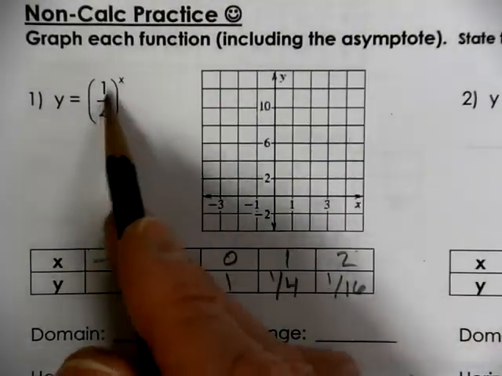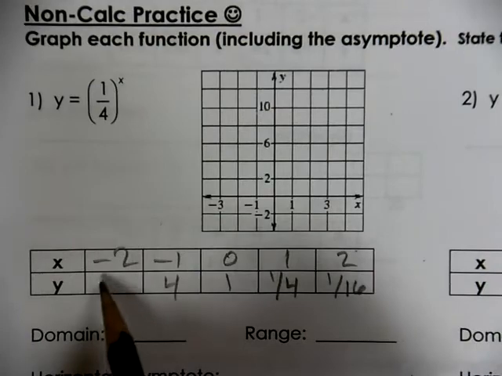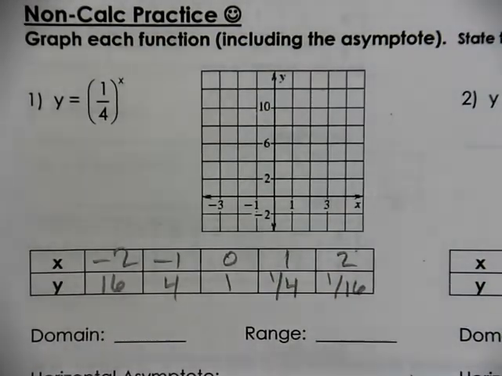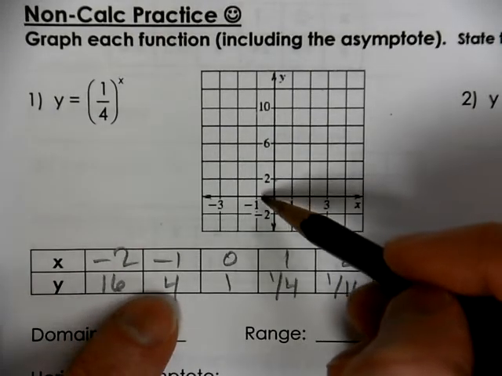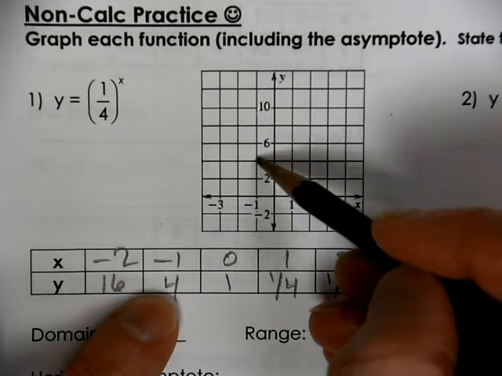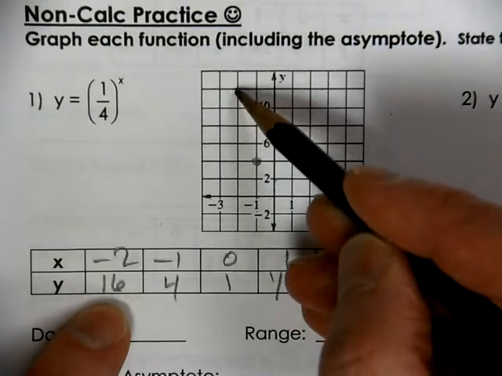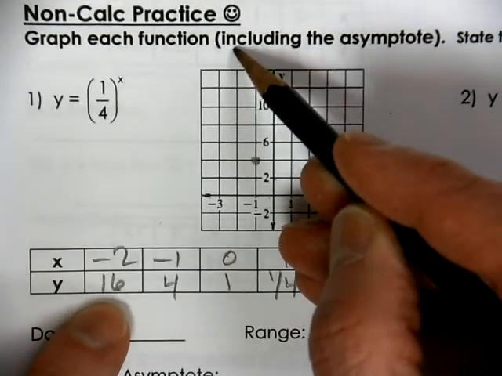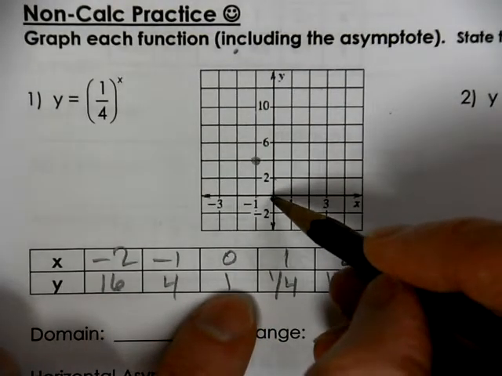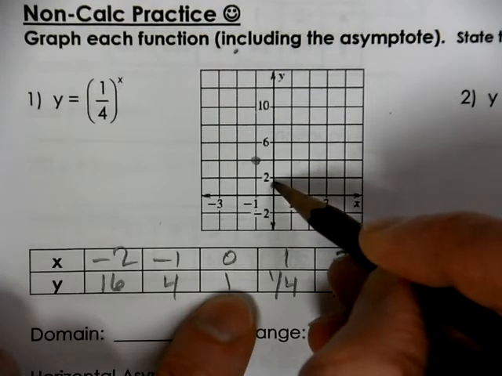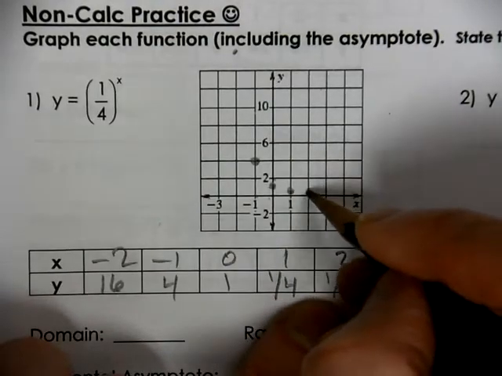And then the -1 is going to be the reciprocal, so that's 4. And -2 is going to be the reciprocal squared, so it's going to be 4 times 4, which is 16. So watch your scale. We are doing -1 to 4, -2, 2, 4, 6, 8, 10, 12, 14, 16 would be just off the edge. 0 for x would be up at 1, which is halfway to 2. At 1 we're at a quarter, and at 2 we're at a 16th.